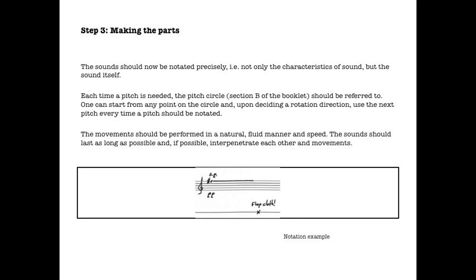The sound should now be notated precisely, not only the characteristics of sound, but the sound itself. Each time a pitch is needed, the pitch circle, section B of the booklet, should be referred to. One can start from any point on the circle and, upon deciding a rotation direction, use the next pitch every time a pitch should be notated.